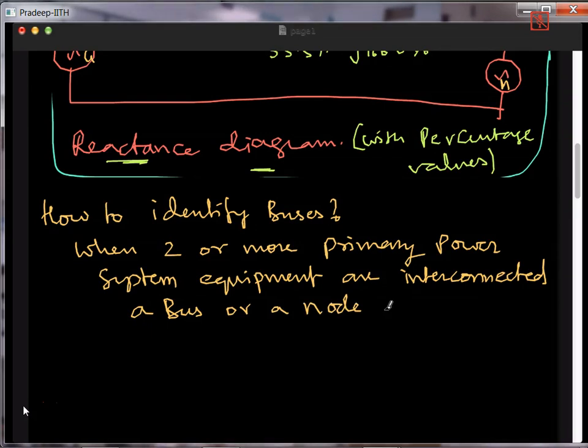So node is a general word. Mathematics people use node, but electrical engineering people call it a bus or bus bar. So that is the case.